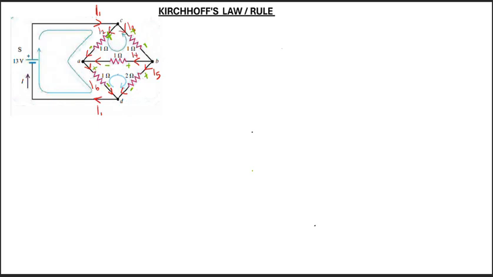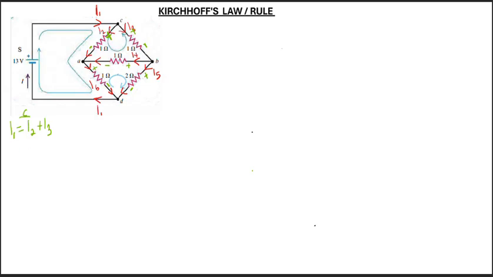Now for the junction law, at junction C, which is the one at top, what happens there? I1 is the only one that enters, I2 and I3 come out. So I can say I1 equals I2 plus I3. That is for junction C.